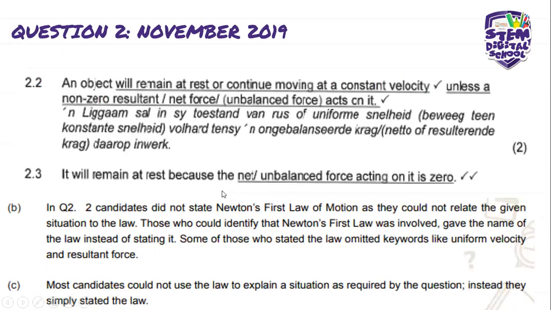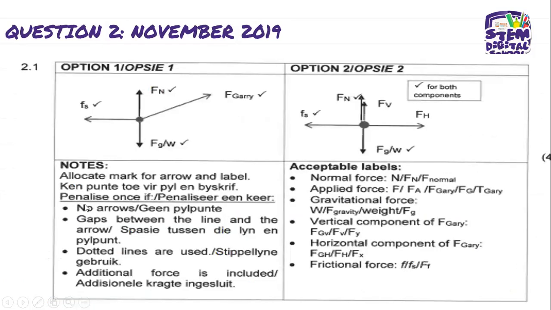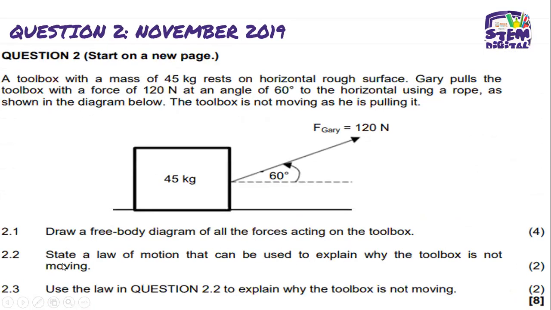And be able to make your predictions. Furthermore, those who could identify that Newton's first law was involved gave the name of the law instead of stating it. Now, the question was very clear. You need to state the law, and that's what I said to you before. They didn't say give the name of the law. They said you must state the law.